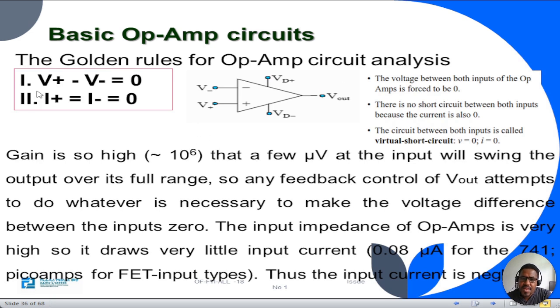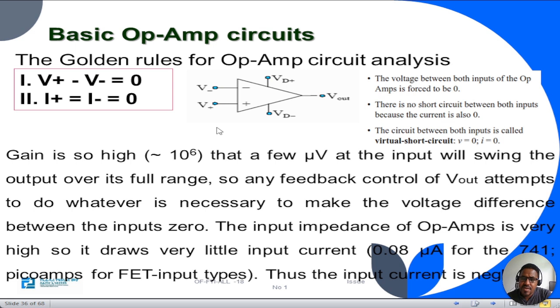That means V non-inverting equal to V inverting. That means the same potential, virtually grounded. The connection between both inputs is called a virtual short circuit. As you saw previously, we analyzed the concept of virtual ground. So we can get V non-inverting the same as V inverting. That means the same potential.